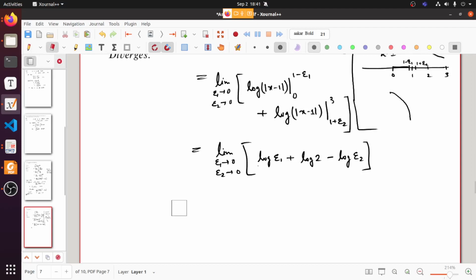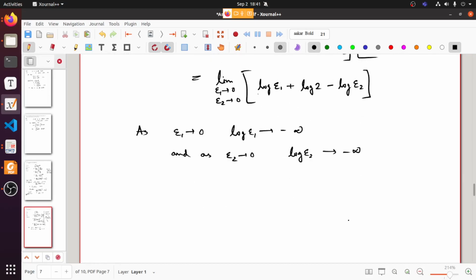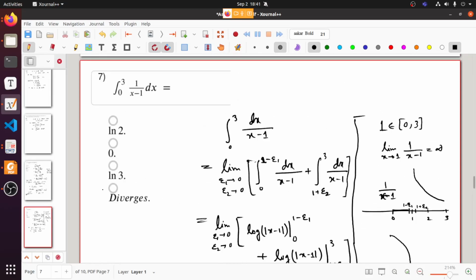As epsilon 1 tends to 0, log epsilon 1 goes to minus infinity, and as epsilon 2 goes to 0, log of epsilon 2 goes to minus infinity. So the integral from 0 to 3 of dx by x minus 1 diverges. We get that this integral diverges.